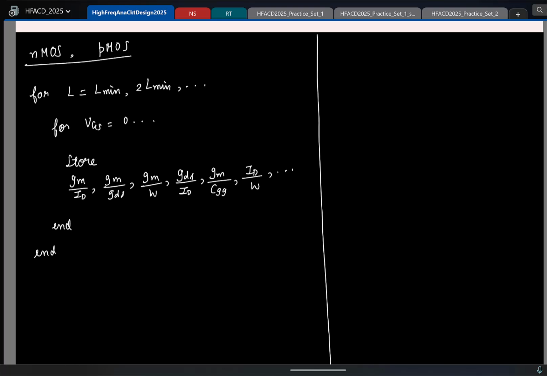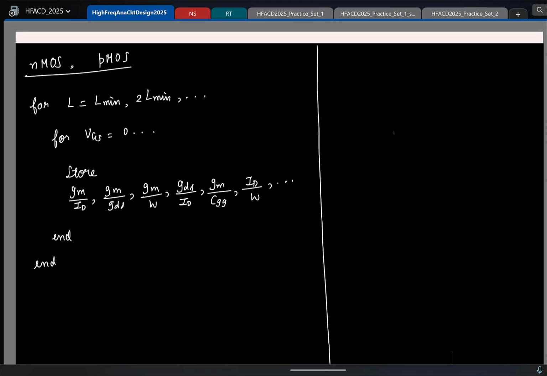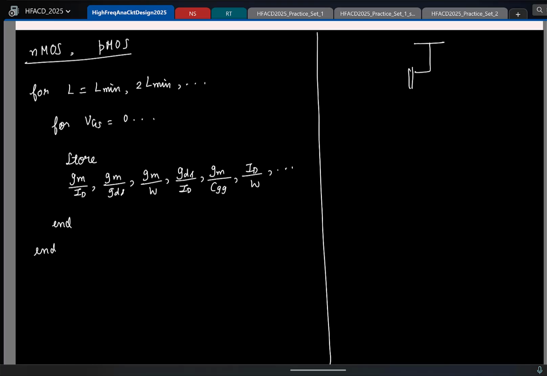So now sweeping the length is trivial. You take a transistor with a particular length, and once you finish, you change the length and do it again. Now for sweeping VGS, of course you can connect it to, let us say, VDD and directly sweep the VGS like this. Or you can also do it this way: you can diode connect this and change the current. That will automatically change the VGS. Either of them is fine.